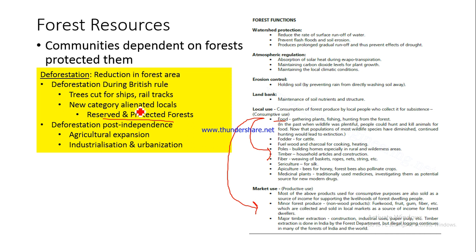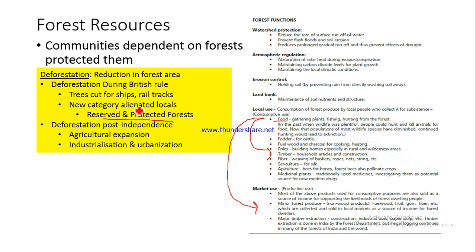And then naturally we also wanted to set up more and more industries, and more and more cities were set up, and cities expanded, and they slowly started encroaching into the forest area in the vicinity, and the forests were cleared so that the cities could expand. If you go to Delhi, you would find that around 60 to 70 years ago, more than half of today's Delhi used to be a forest.